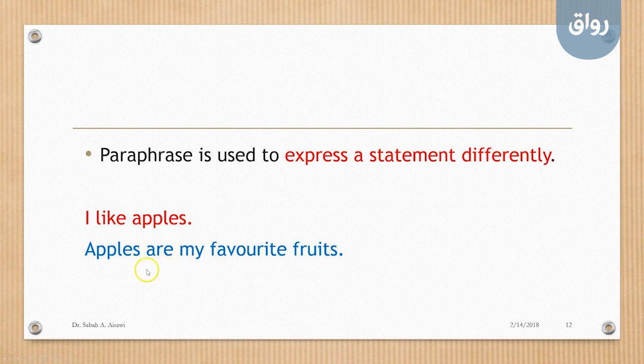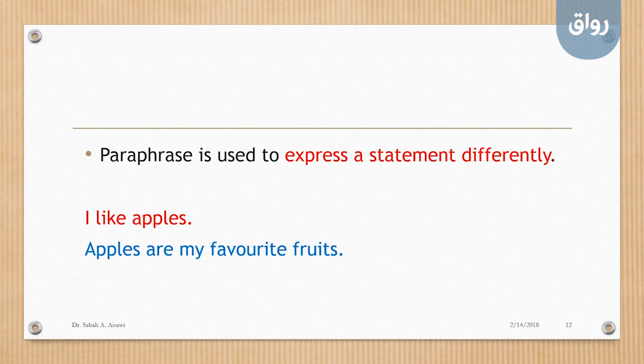What did I do here? In my paraphrase, I changed the structure of the sentence. Here it is subject, verb, object, and I started with the object and used a different structure, a sentence with the verb to be. Then instead of like, this is the meaning, this is the content. Instead of like, I used my favorite fruits. I hope this is clear now.